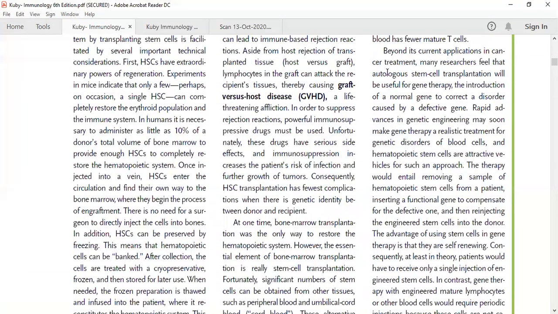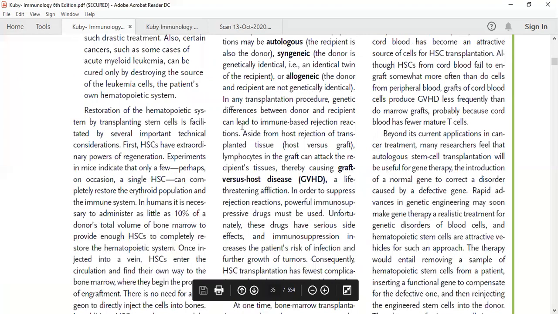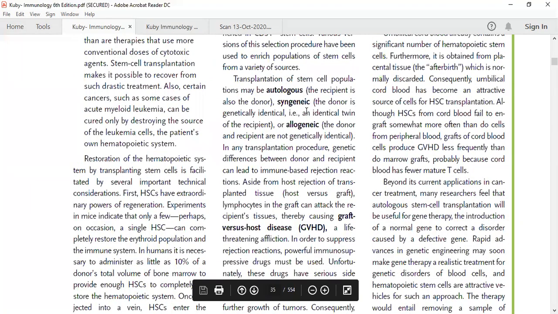There are other terms also. For example, here given are autologous, syngeneic, allogenic. These terms are very common in immunology. Auto means if we are transplanting the organ or the cells from the same host, meaning the recipient is also the donor, or recipient and donor are the same individual. We are taking skin cells and doing a skin graft in the same individual, then it is called autologous.